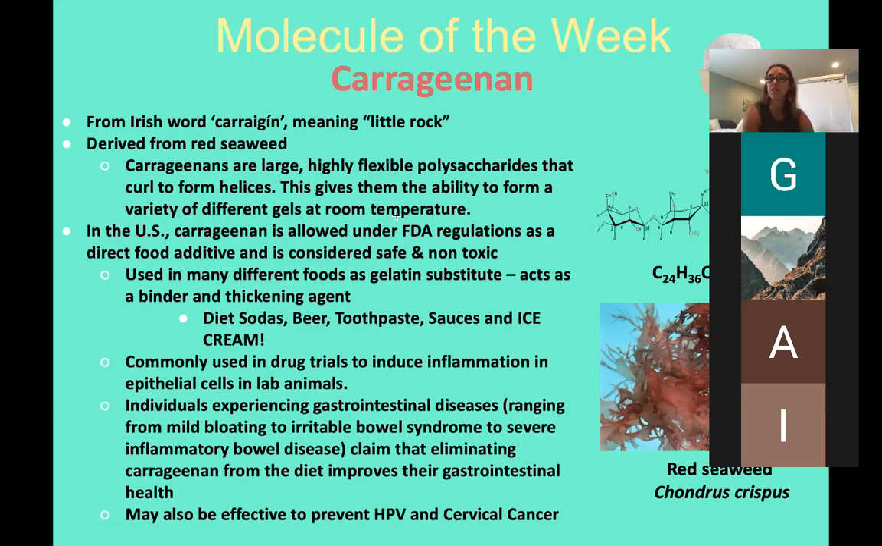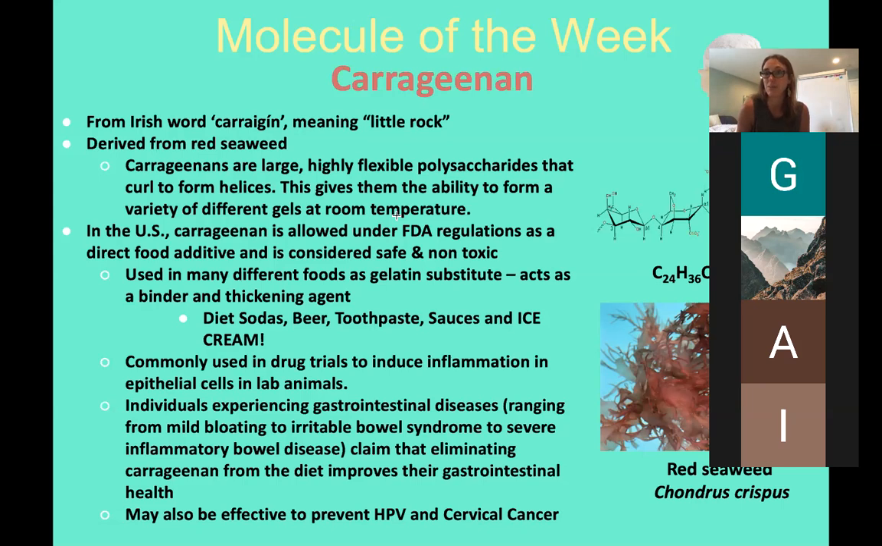In the US, carrageenan is allowed under FDA regulations to add to food. It's considered safe and non-toxic, and it's basically a gelatin substitute. So I don't know if y'all knew this, but gelatin is not actually considered a vegetarian substance. It's used a lot in gummy candies, or obviously in Jell-O and jelly beans and whatnot. Gelatin is made from the hooves of animals. And so many vegetarians refuse to eat gelatin. So this is considered a gelatin substitute because it can form a gelatinous texture at room temperature. It acts as a binder, and it's a thickening agent too. You might find it in diet sodas, beer, toothpaste, sauces, and ice cream.